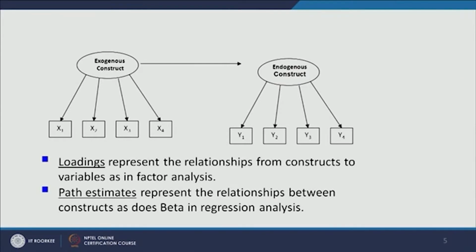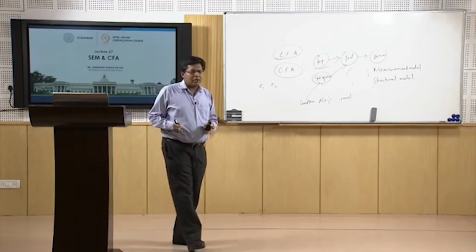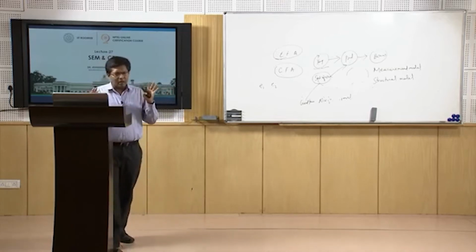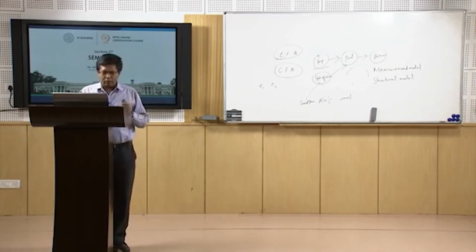Now, let us look at this case. If you can see this slide, the exogenous construct here has got 4 variables, right, and the endogenous construct also has got 4 variables, right. So, these arrows that you can see here, 1, 2, 3, 4, this relationship is termed as the loadings. Now, I had explained earlier that loadings are the correlation between the variable and the factor in the case of exploratory analysis. The same concept applies here also, okay.